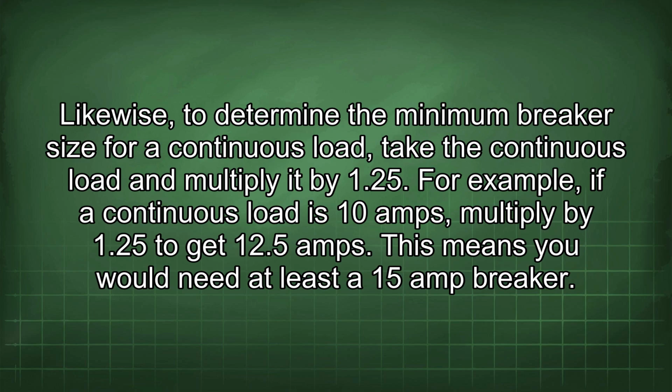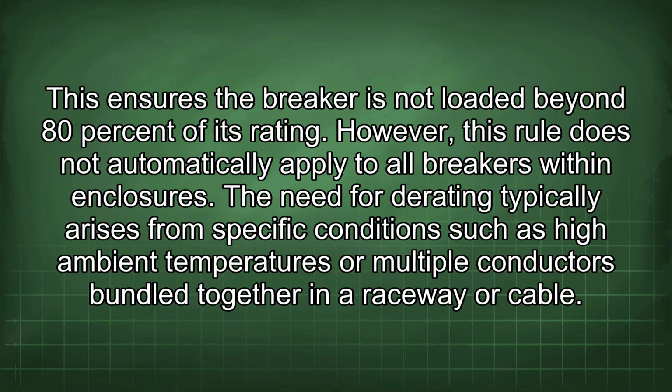Likewise, to determine the minimum breaker size for a continuous load, take the continuous load and multiply it by 1.25. For example, if a continuous load is 10 amps, multiply by 1.25 to get 12.5 amps. This means you would need at least a 15 amp breaker. This ensures the breaker is not loaded beyond 80% of its rating. However, this rule does not automatically apply to all breakers within enclosures.